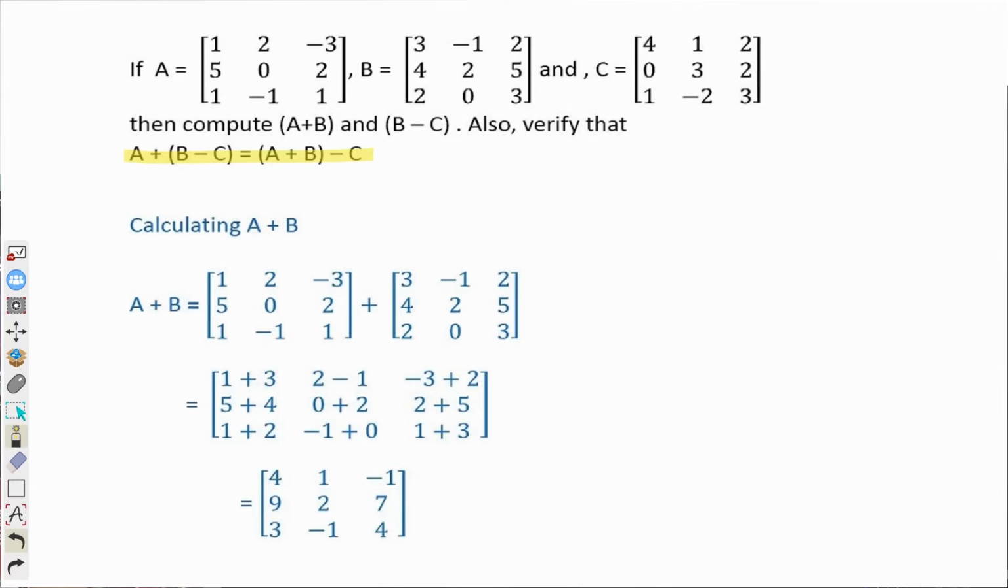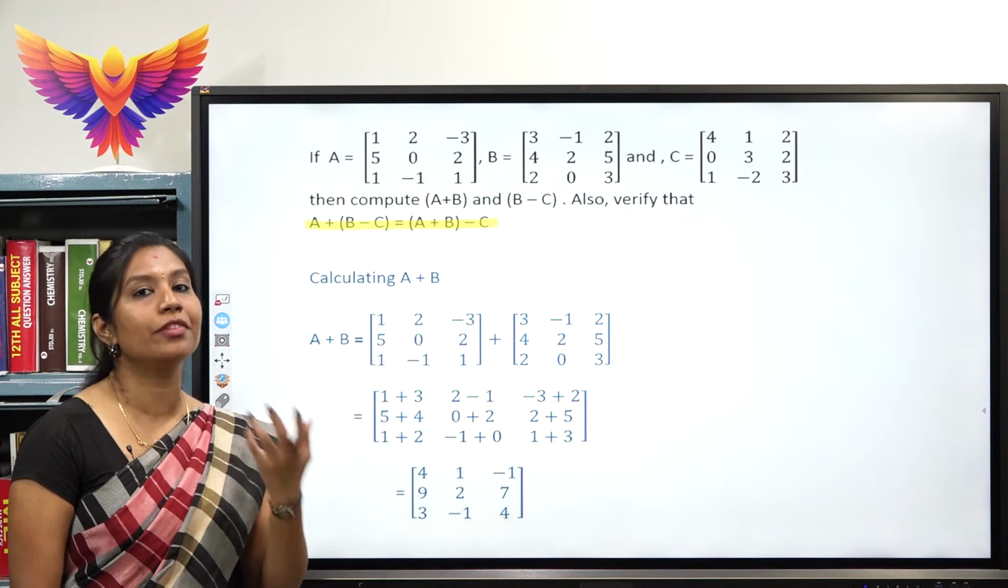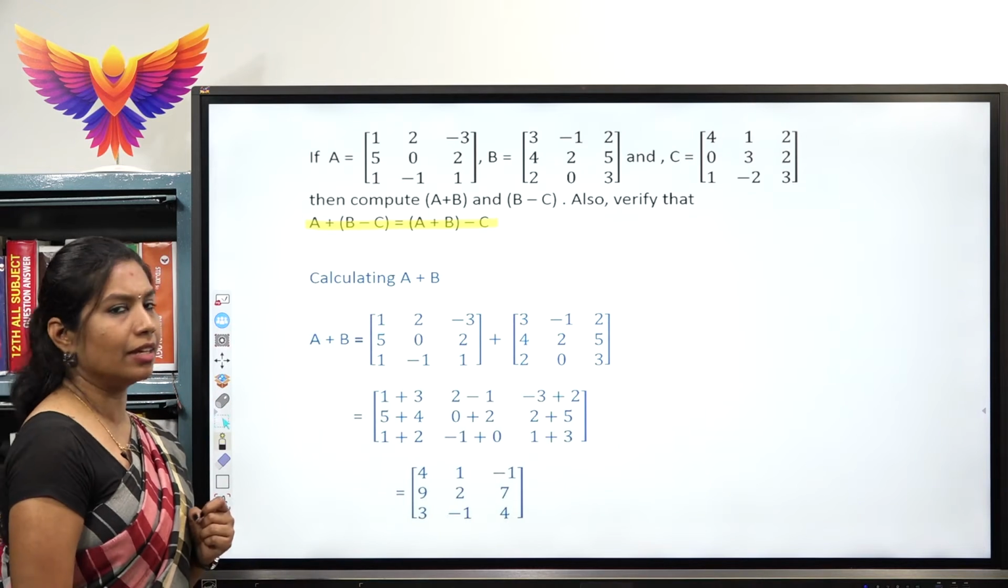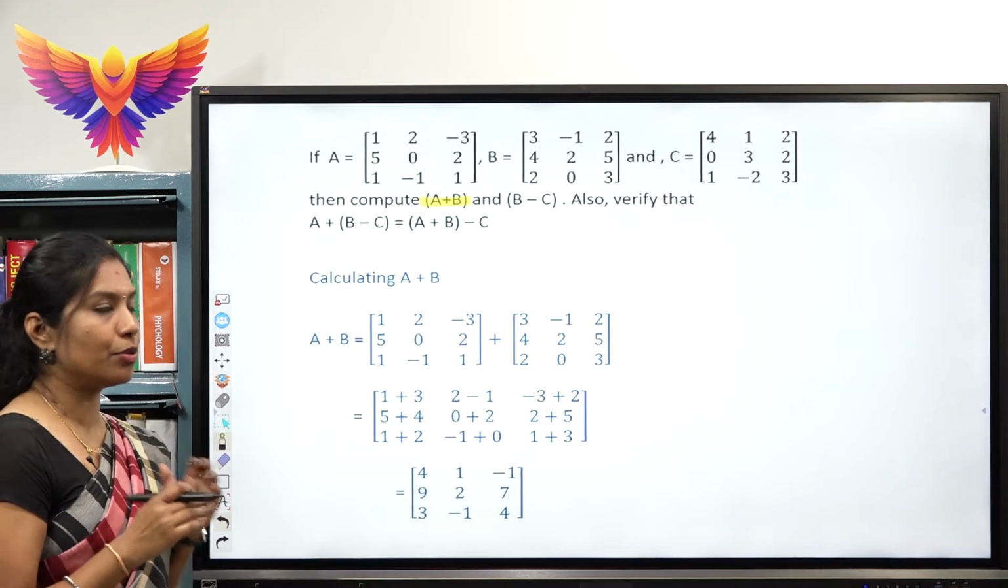So, clearly when you are adding matrices, as we have already discussed, the order of both the matrices that you are adding should be equal. Only then you can add the matrices or find the difference of those matrices. Since we are adding here, it is A plus B that we are supposed to find out. The order of the matrices, we need to check first.